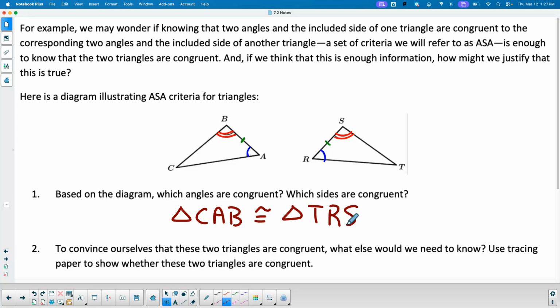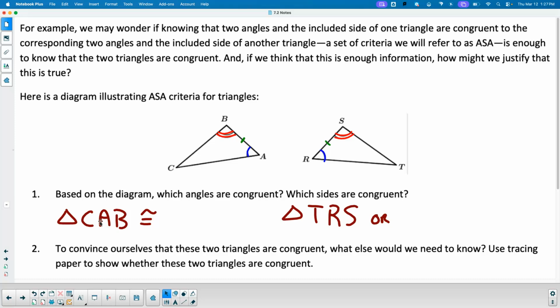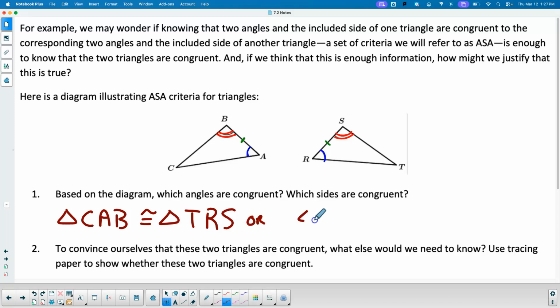Okay? Let's tweak it up a little bit. Let's change the first one. So give me a name for that first one that's not CAB. ABC. Okay, I love it. So triangle ABC. You now name the right triangle based off of triangle ABC. Let's do it.